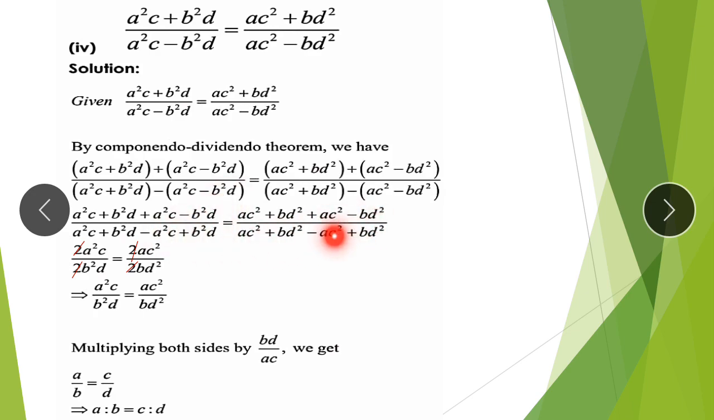Here one term is with subtraction and one term is with addition, so it can get cancelled, and we have 2ac square as a result. Here we have 2b square d as a result, and a square c with a square c will get cancelled. Here again this will get cancelled, and we will have 2bd square. Now by cancellation of 2 we get a square divided by c, b square divided by d is equal to this ratio.